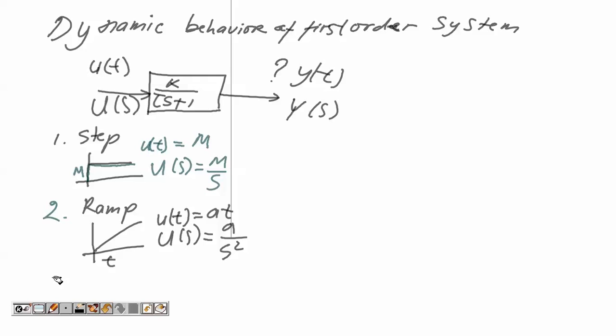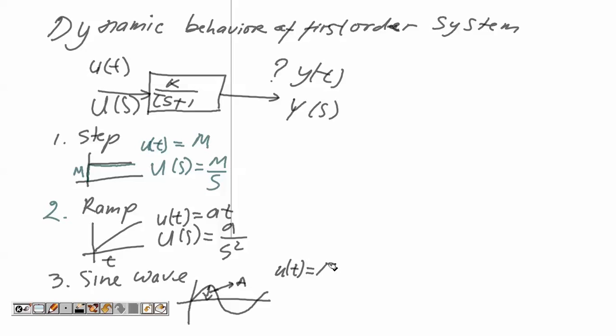Another common input is sine wave. The sine wave is like this. So this is a sine wave with the amplitude a. The maximum of the peak here is a, that is the amplitude a, then u(t) is a sine omega t.